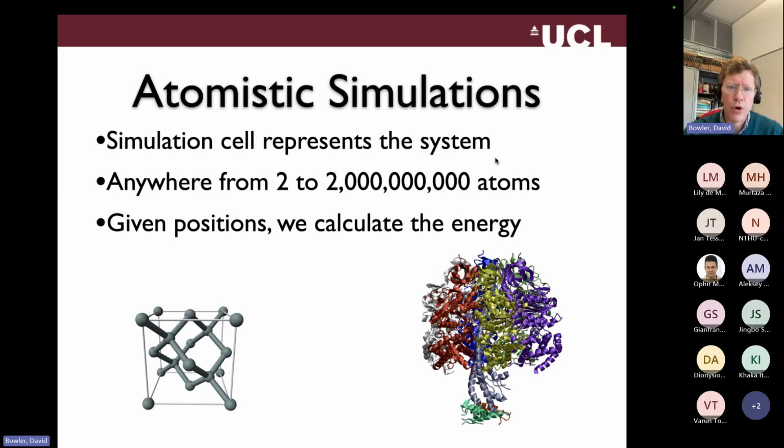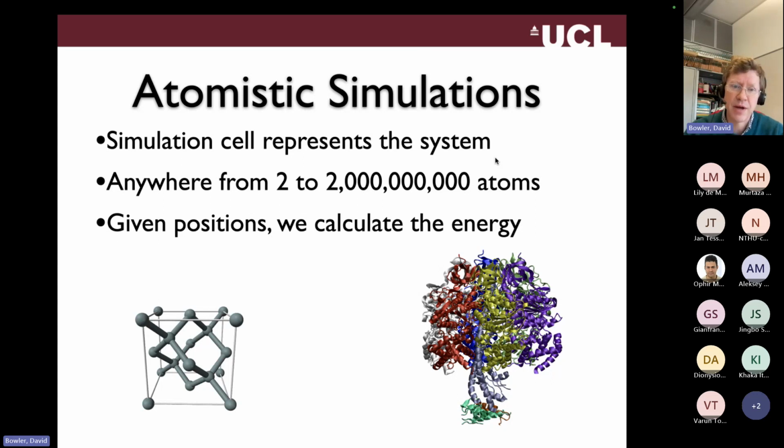Now, I should just point out that the box here is a representation of the universe, or the thing that we're studying. So in the case of the kind of material science problems we're using, that box will be repeated infinitely through space. So we're using what are known as periodic boundary conditions.